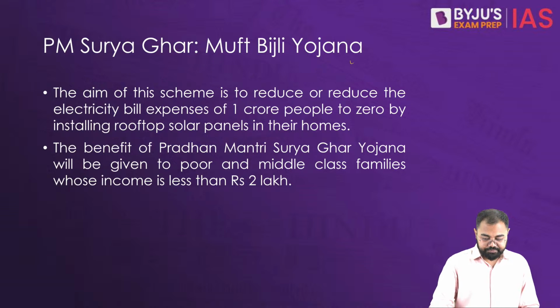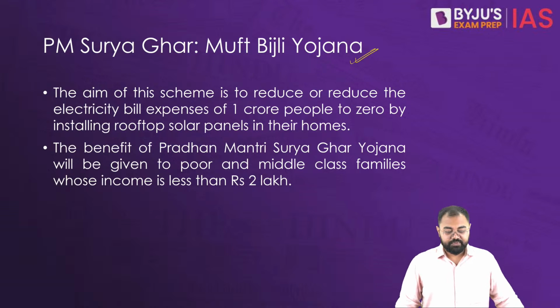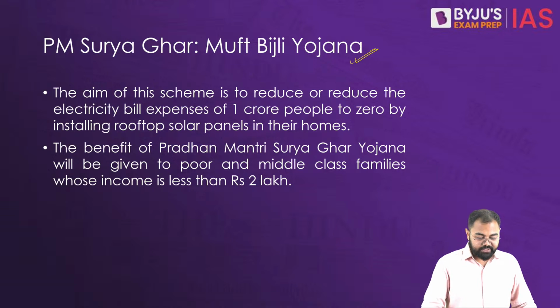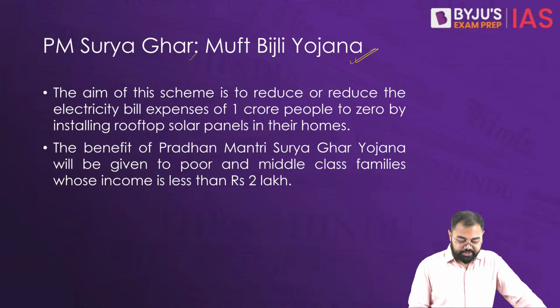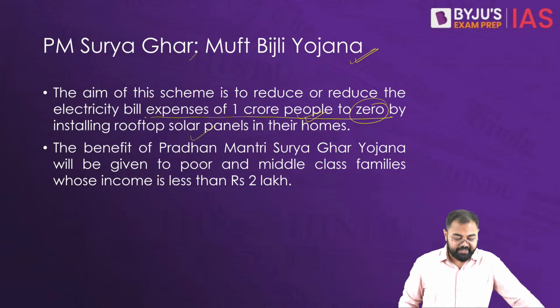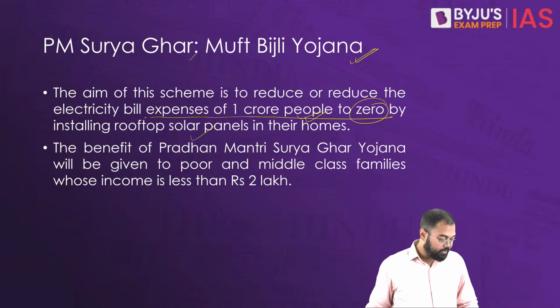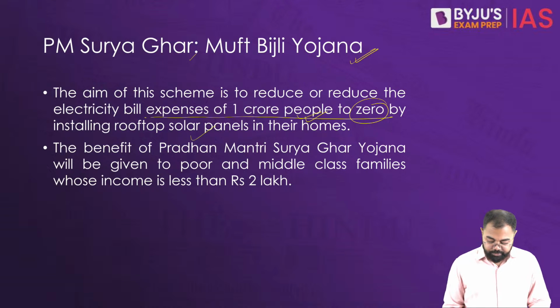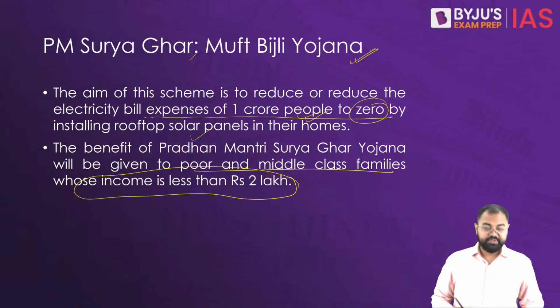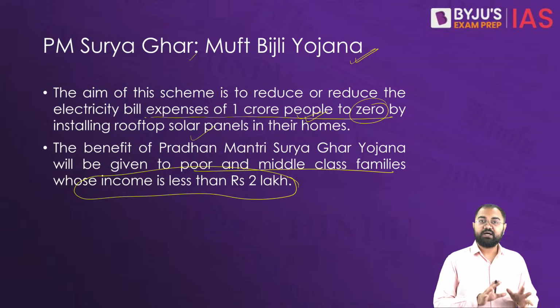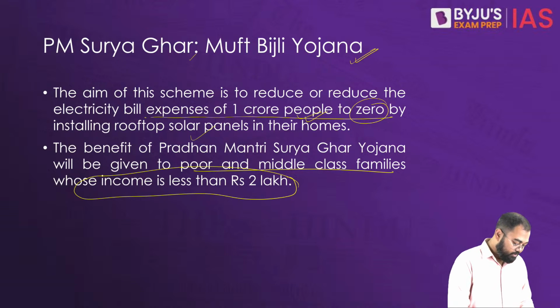So what is this yojana, or what is this scheme? PM Surya Ghar Muft Bijli Yojana, or the solar houses free electricity scheme. The aim of the scheme is to reduce the electricity bill expenses of 1 crore people to zero by installing rooftop solar panels in their homes, right? The benefit is basically being given to poor and middle class families whose family income is less than rupees 2 lakh. So that's why these are the households for which this scheme has been launched. So just remember these basics about this scheme.